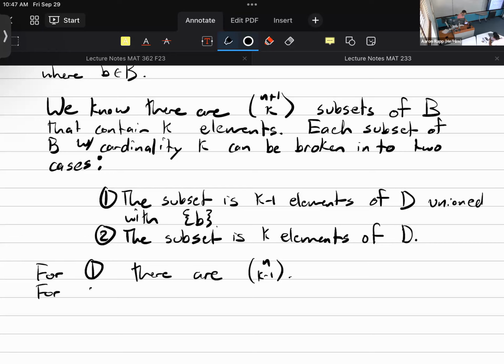What about for that second case? How many ways can I go through and choose k elements from the set D? It won't be n+1, right? What's the cardinality of my set D? Yes, it would end up being n choose k, because my set D was created by taking a set with n+1 objects and removing one. So it would only be n.